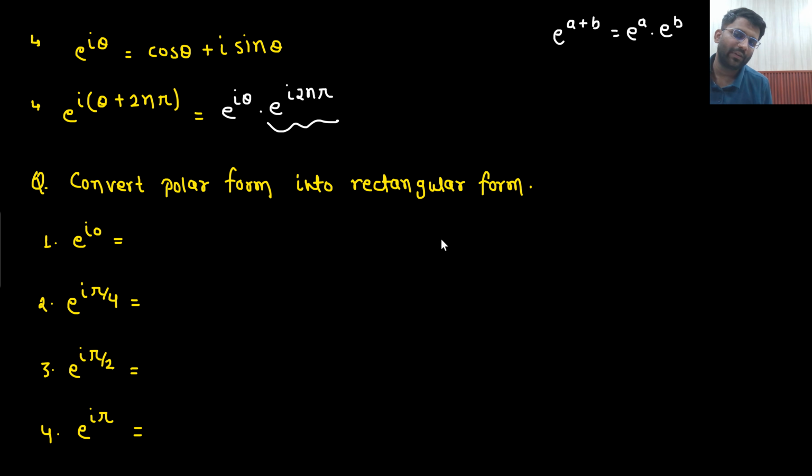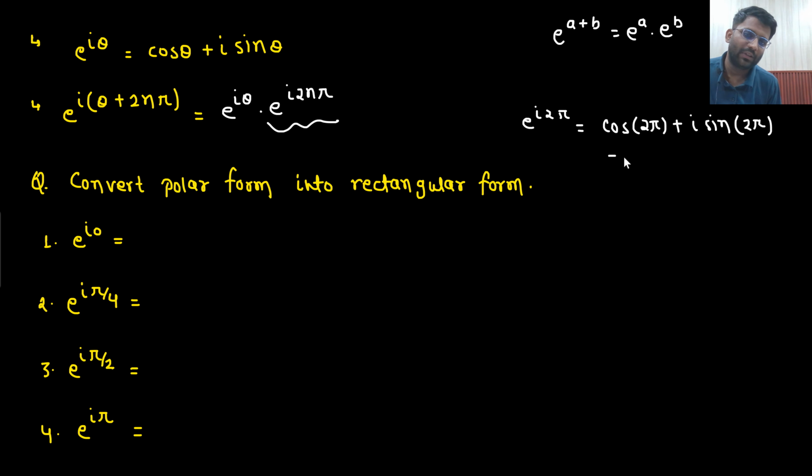What is the value of e to the power iota 2 n pi? Let's just say n value I am putting 1. So what is the value of e to the power iota 2 pi? That would be nothing but cos 2 pi plus iota sin 2 pi, because e to the power iota theta is cos theta plus iota sin theta. What is the value of cos 2 pi? That is 1. What is the value of sin 2 pi? That is 0. What is the answer you are getting? 1 only. You take any value of n, always the answer will be 1. So from here also you can say that it is equal to e to the power iota theta.